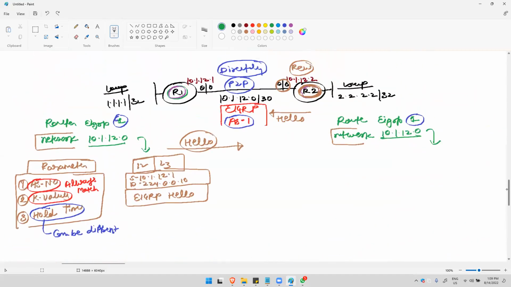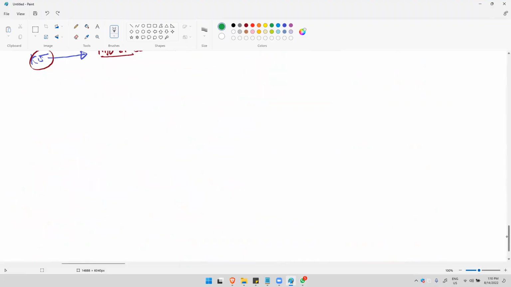Whenever we form a dynamic neighbor, or a manual neighbor, that means unicast or multicast neighborship, the parameters are always forwarded. Whenever R1 forwards the K values in the hello message, it sends 10100, meaning K1, K2, K3, K4, K5. If the K values are the same and the AS is the same, we can make neighborship. But if the AS is different, neighborship will never form. Clear? Now the neighborship process is clear.